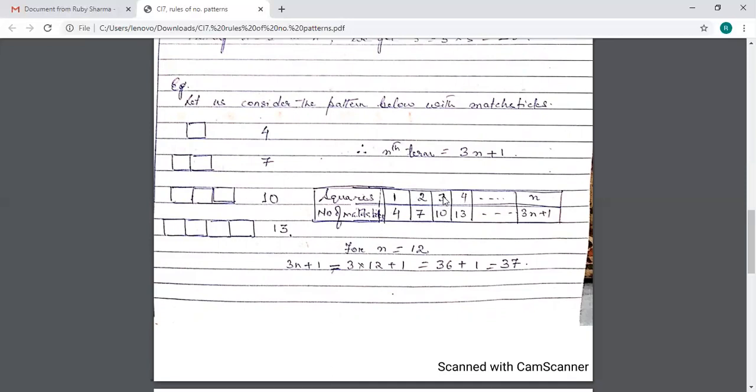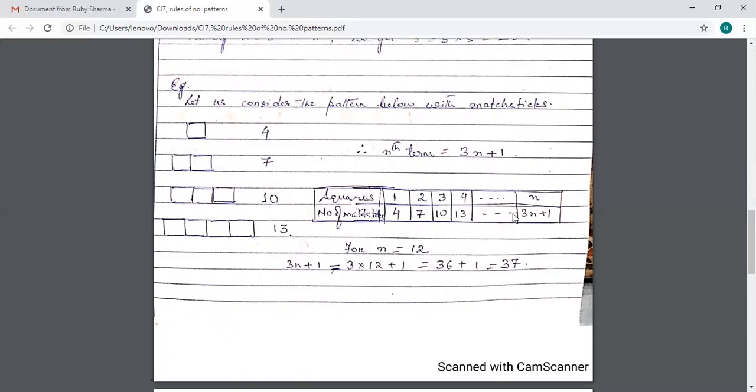So the third term is what? 3 into 3. The fourth term is what? 3 into 4. So the nth term will be what? 3 into n. And then finally we are adding 1. Isn't it? We are multiplying by 3 and then adding 1. So the nth term will be 3n plus 1. So when n is equal to 12, that means the number of squares is 12, then how many matchsticks will you need? This is how you do it.